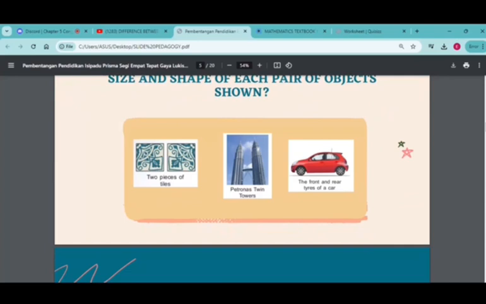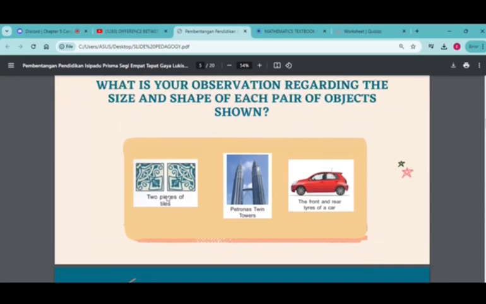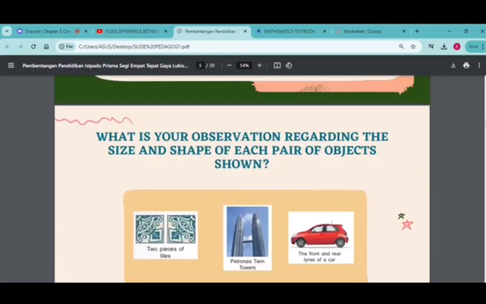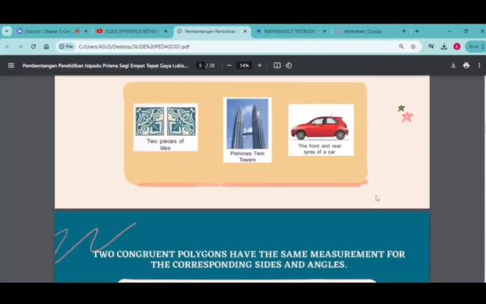Dia gambar sama tapi dia terbalik kan. Apa yang berkaitan dengan gambar ni? Kamu tengok betul-betul. Apa yang berkaitan dengan gambar dua ni? Adakah dia mempunyai sudut yang sama dengan sisi yang sama? Ya, sama Miss. Okay, good.